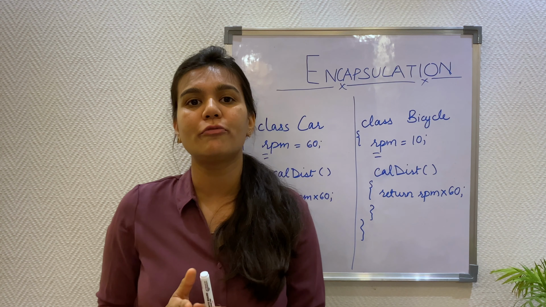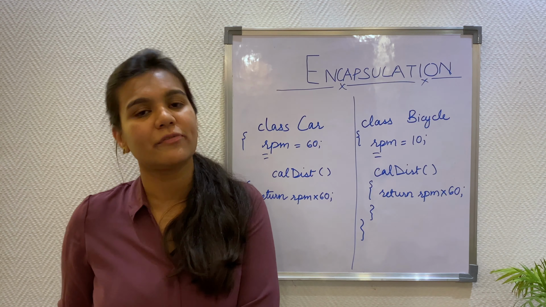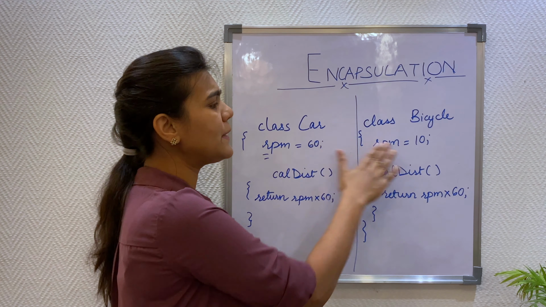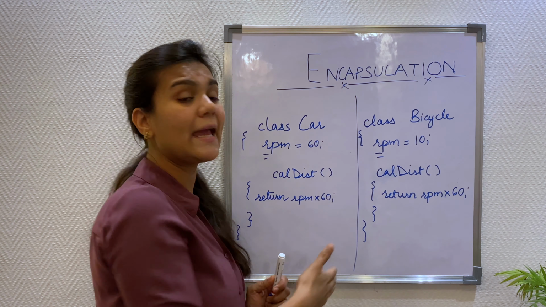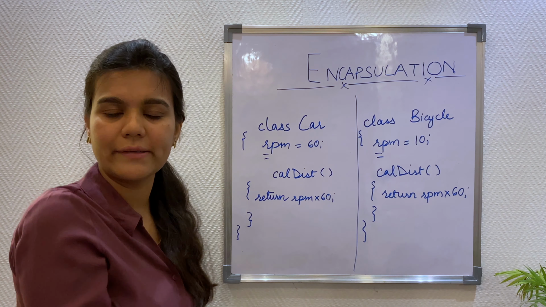The source code of one object is maintained independently of the source code of the other object. Now what does this mean? You can see that the same RPM property and the same calculate distance method are existing independently in their respective classes, and this is modularity.